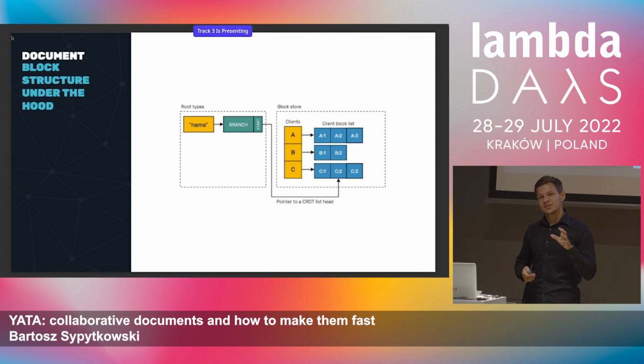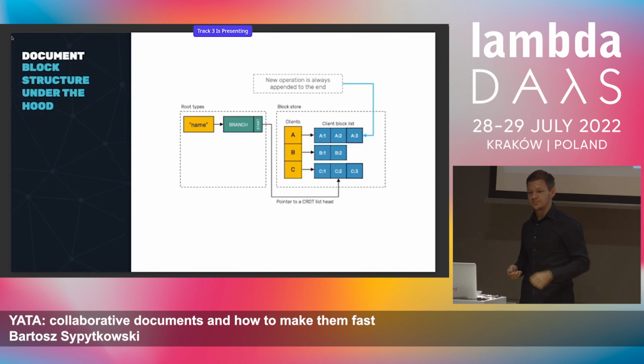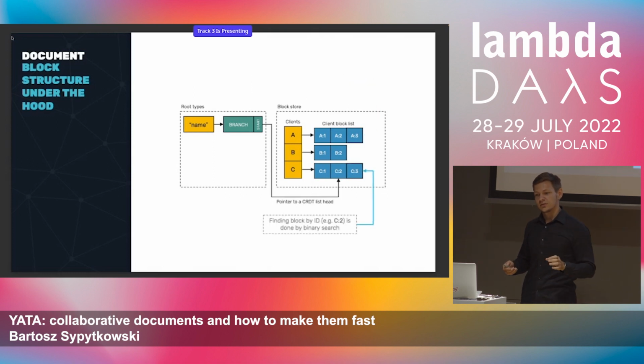Now, this representation is very useful for us for two things. One, if we want to figure out what the ID of the next block is, we can just see what was the last ID that we have covered in our block store. So taking the last block, take its ID, add the length of elements. If we want to find some block given its ID, this is also very easy because all we need to do is to pick up the client's block list and do a binary search over it.